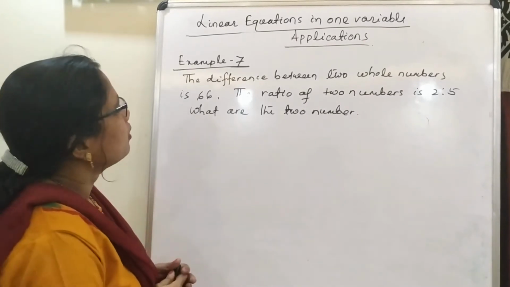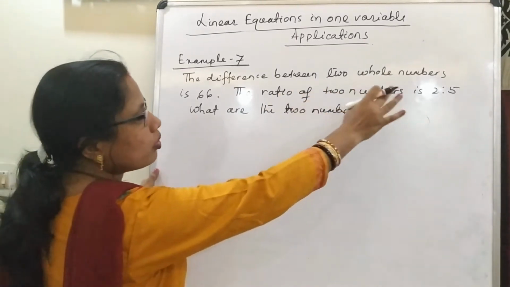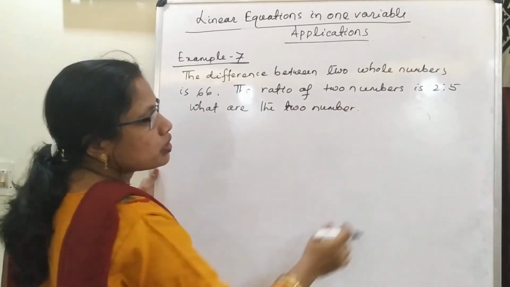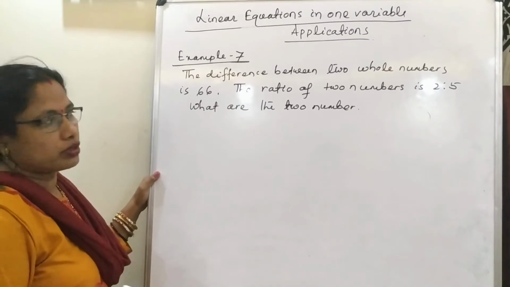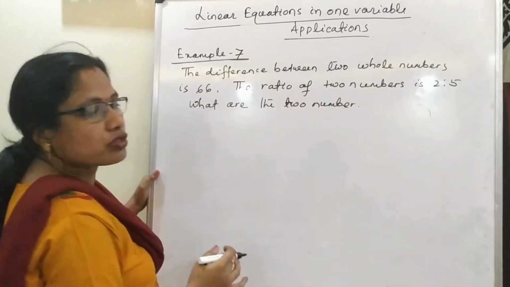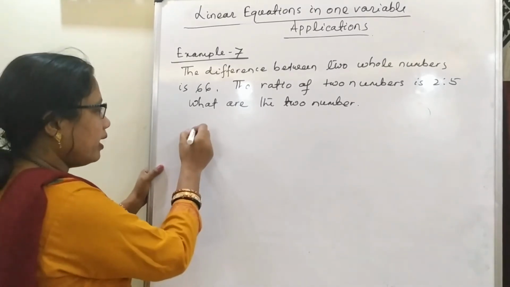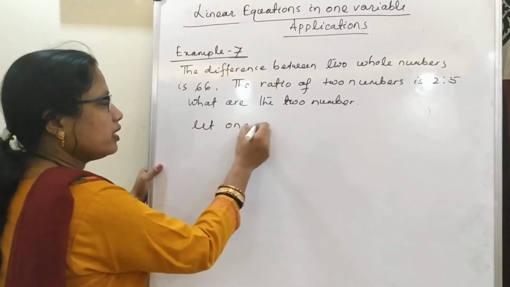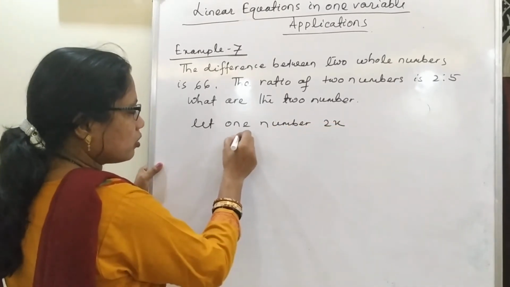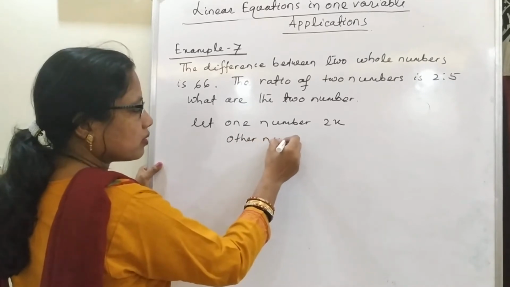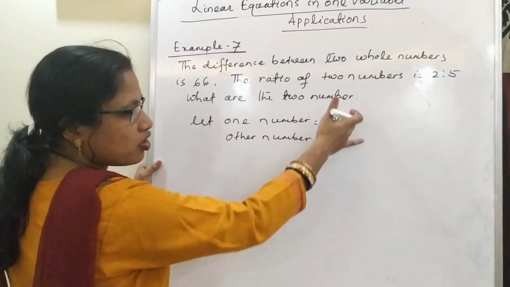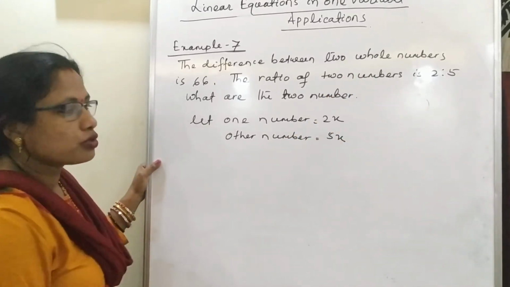Next example, the difference between two whole numbers is 66. The ratio of the two numbers is 2:5. Then what are the two numbers? So here it is given the ratio of two numbers is 2:5. So we will take, let one number be 2x and the other number be 5x, as the ratio of 2x and 5x will be 2:5.